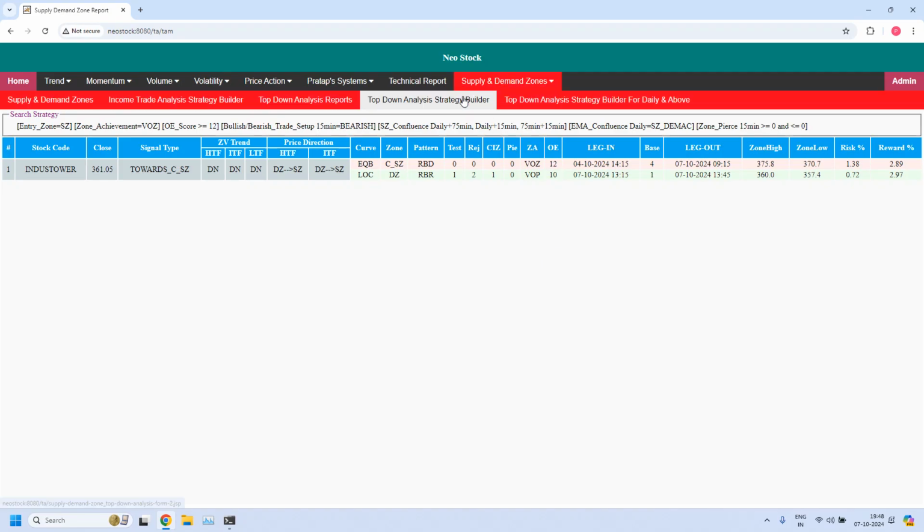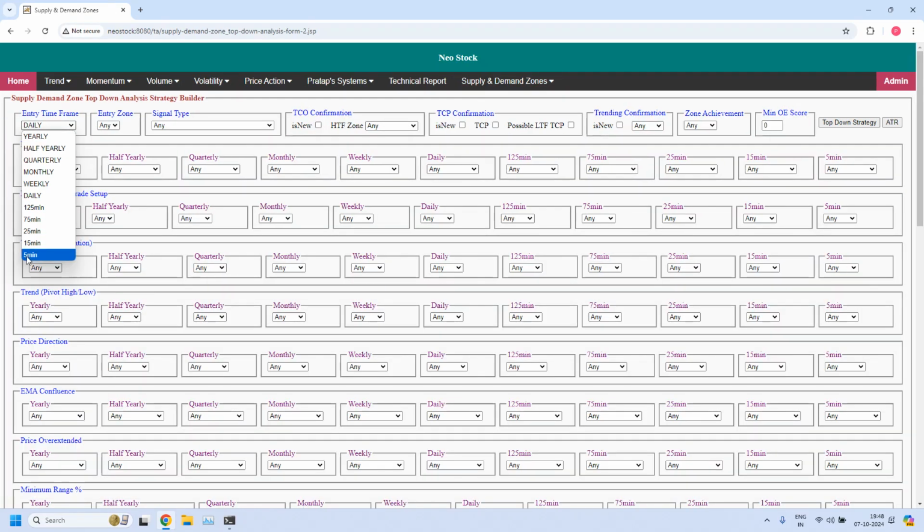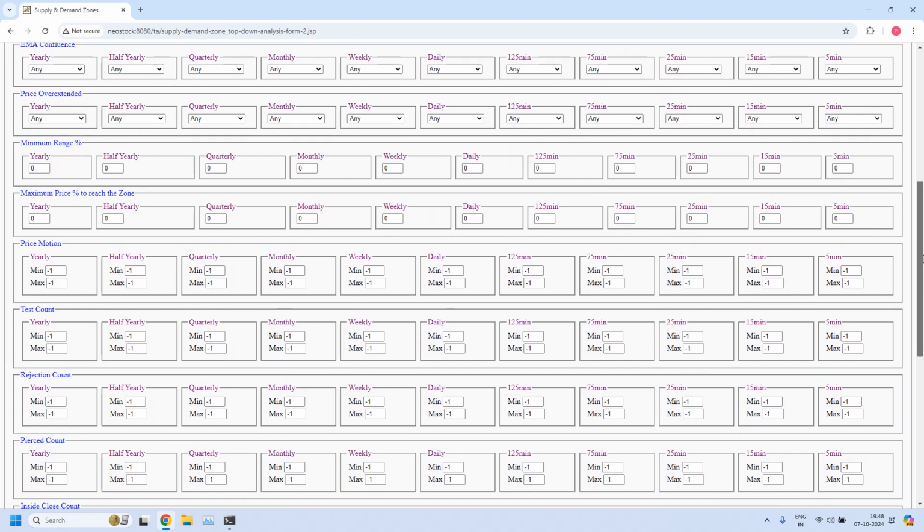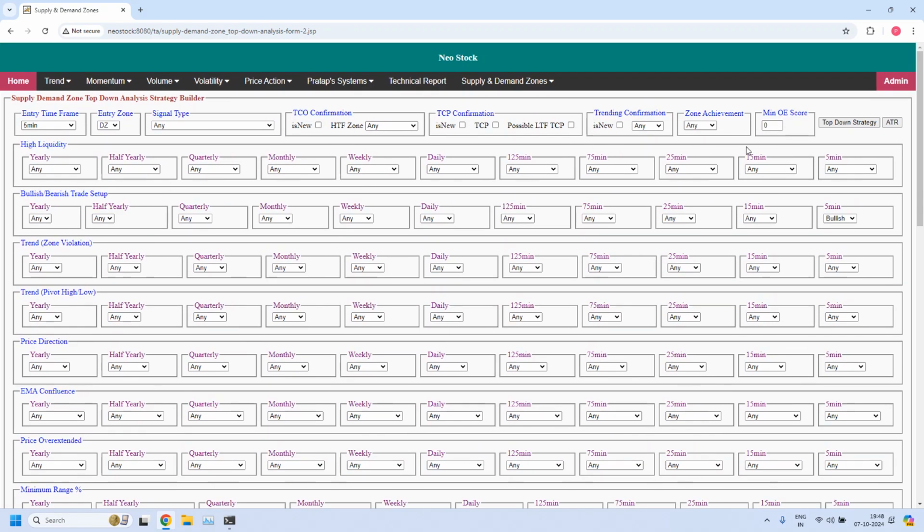Bullish trade setup for hourly income trade, entry time frame 5 minutes, entry zone is demand zone. For bullish or bearish trade setup at 5 minutes, I am selecting bullish. The 5 minutes demand zone should not be pierced. So in the pierced count at 5 minutes time frame, minimum value I am setting 0, maximum value 0. And zone achievement violated, opposing zone, minimum odd and hands score 12. All the 3 filters are applied to 5 minutes demand zone.